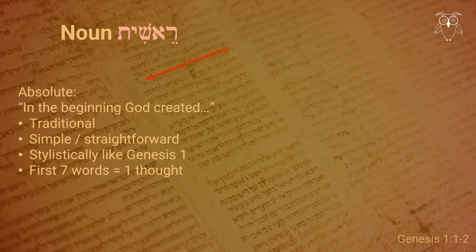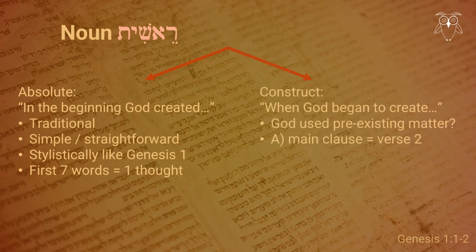It also means that the first 7 words of this chapter, a chapter where the number 7 will appear a lot, would form one sentence and describe a complete thought. If we read this as a construct state, we read something like this: "in the beginning, when God created the heaven and the earth," or perhaps "when God began creating the heaven and the earth."